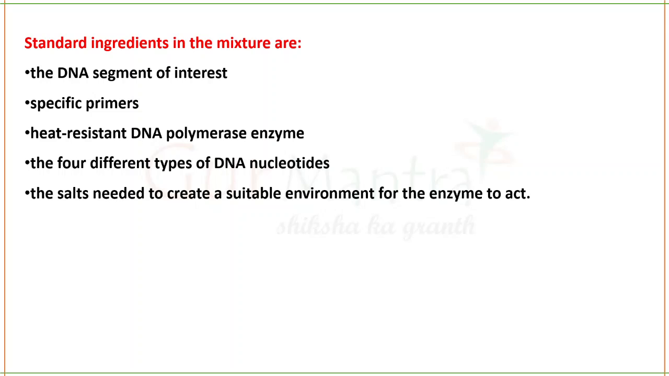Primers are artificially synthesized because you want to amplify only a specific sequence of DNA. If you do not give a specific sequence of DNA, how will it amplify your gene of interest? So you have to be specific about what particular segment of your DNA has to be amplified, and for that purpose primers are used. Primers will be short sequences of DNA which will be complementary to the gene of your interest.